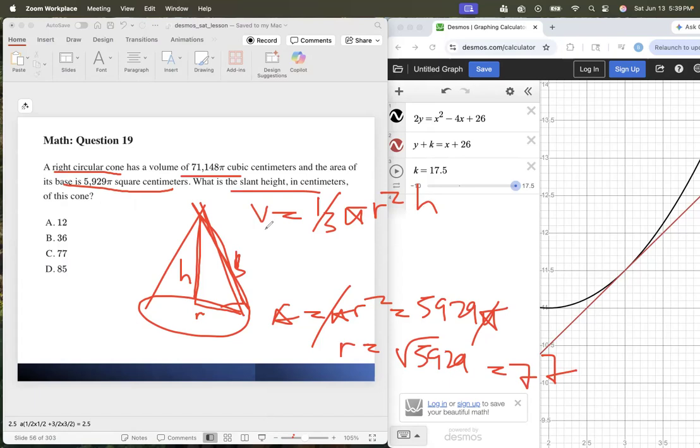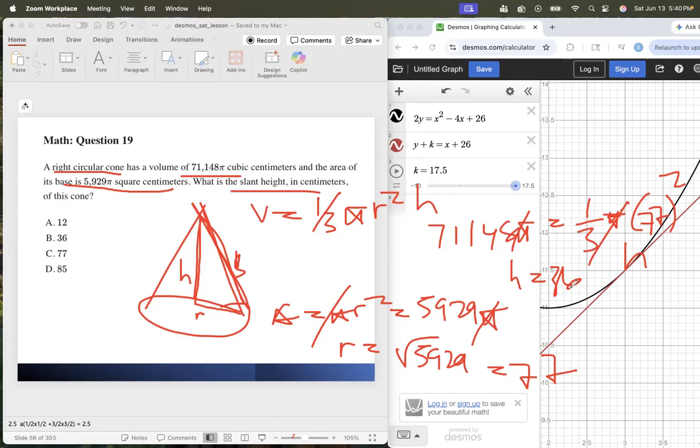So that's the radius. Now you can put it here to find the height. We know the volume. The volume is what? How do you find the height? We're going to use the volume. 71148 pi is equal to 1/3 pi times the radius squared, which is 77 squared, right? Times the height. That's all. The pi will cancel that. And this times 3 divided by 77, if you do the math, you're going to get the height to be 36.